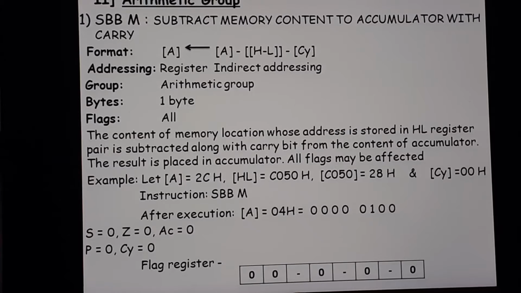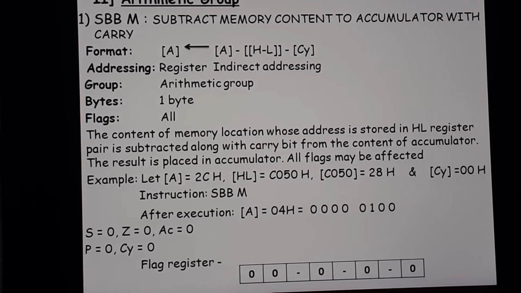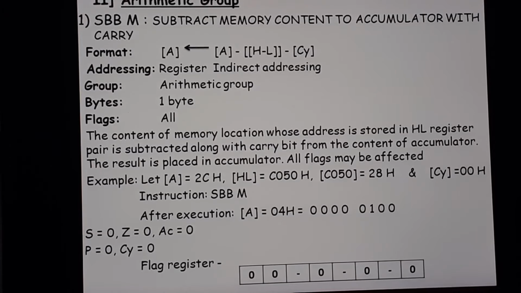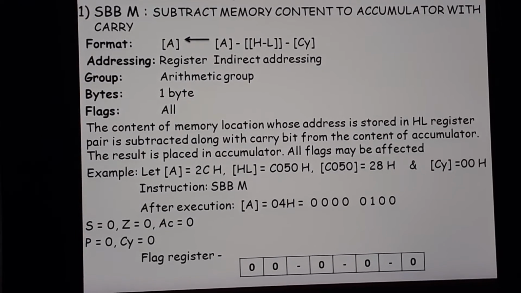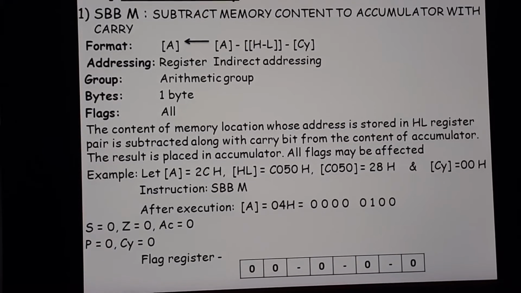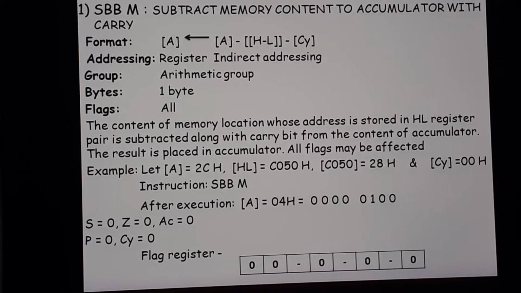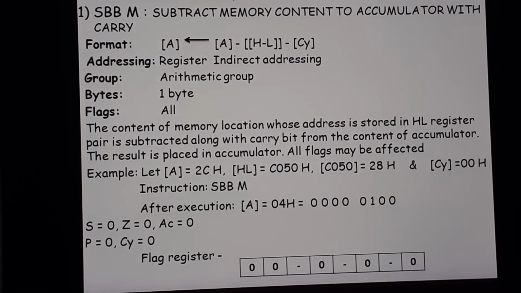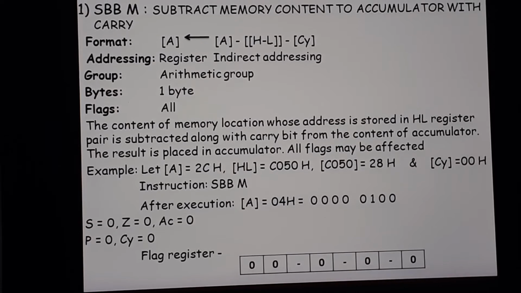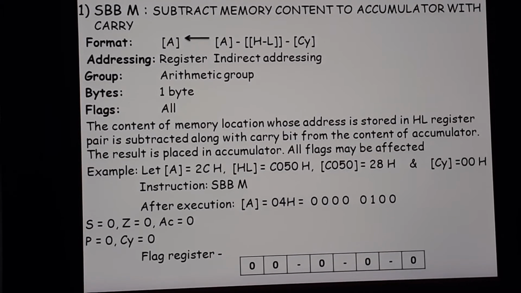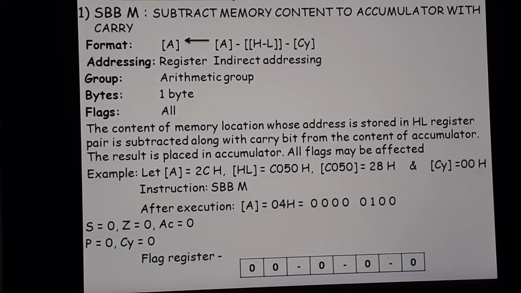Addressing mode will be register indirect addressing mode. Why? Because there is M in the instruction. Then arithmetic group, bytes is 1 byte since there is no data. Flags that will be affected are all. Now the explanation or the comment. How will you explain? In the same way, the content of the memory location whose address is stored in the HL register pair is subtracted along with the carry bit from the content of the accumulator, and the result is placed in the accumulator. Now all the flags may be affected.